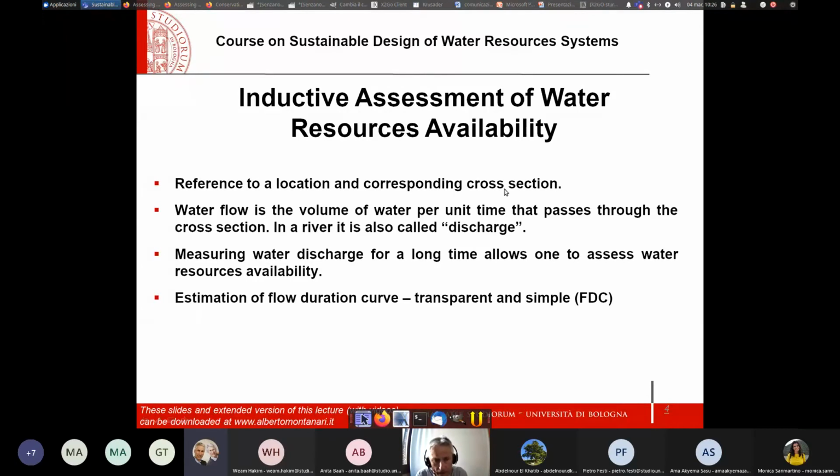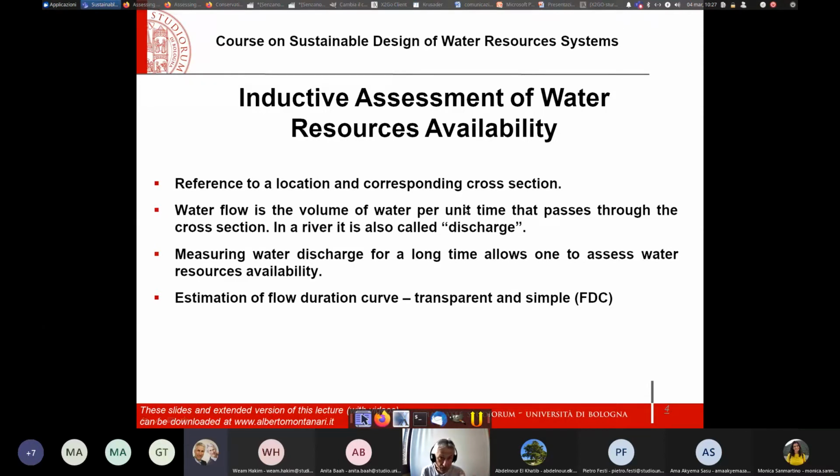So what is our problem here? How much water is available in a given cross section? We need measurements. We need measurements of water flow. We already know what water flow is, or river discharge. We already defined it. Now we have to look, if we want to solve our problem, for measurement of river discharge in the place we are interested in getting water.